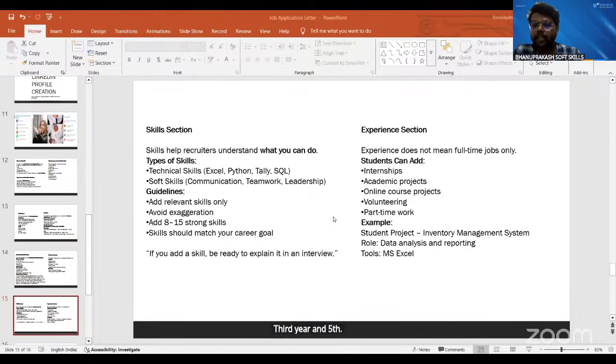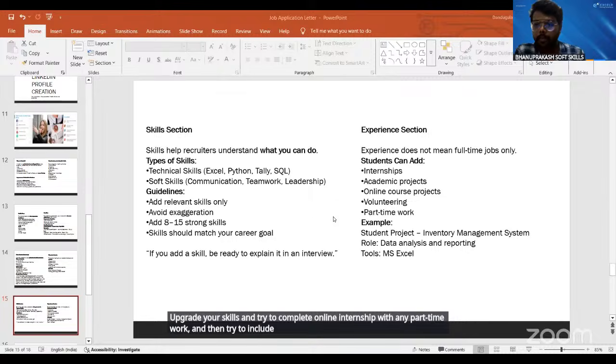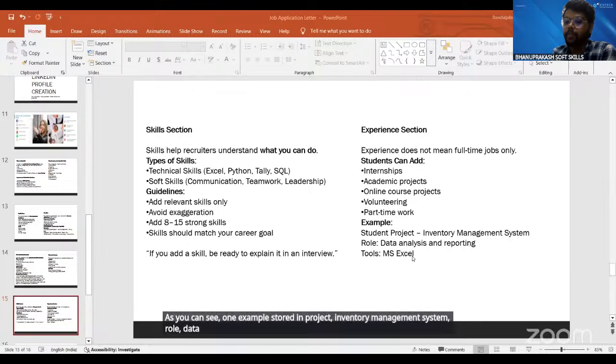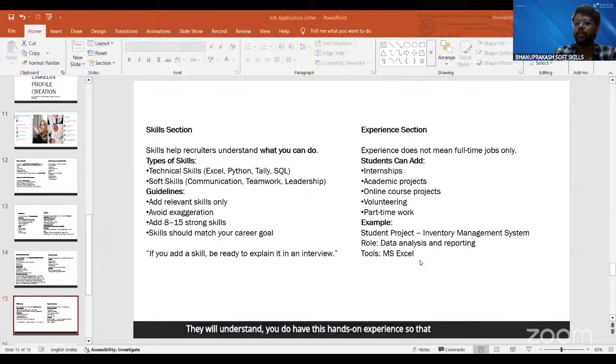So based on the skill, upgrade your skills and try to complete online internships or any part-time work, and then include them in your LinkedIn profile. As you can see in one example: student project, inventory management system, role, data analysis and reporting, tools, MS Excel. If someone sees this kind of thing, they will understand you have this hands-on experience, so giving that opportunity is a better thing.